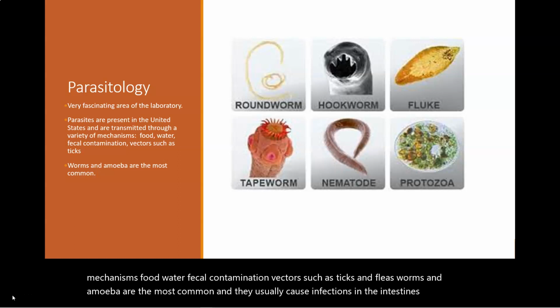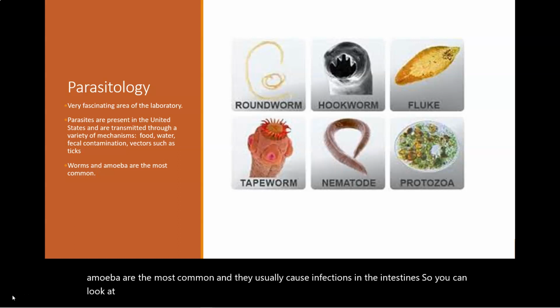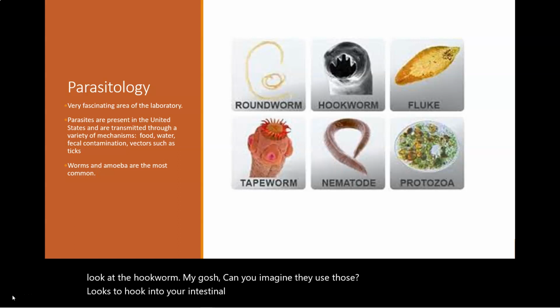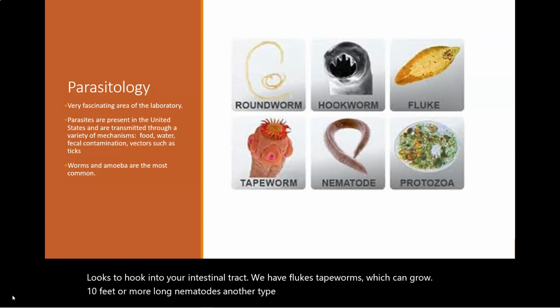So you can look at the hookworm. Oh my gosh, can you imagine? They use those hooks to hook into your intestinal tract. We have flukes, tapeworms, which can grow 10 feet or more long, nematodes, another type of worm, and then the protozoa, which are amoeba.